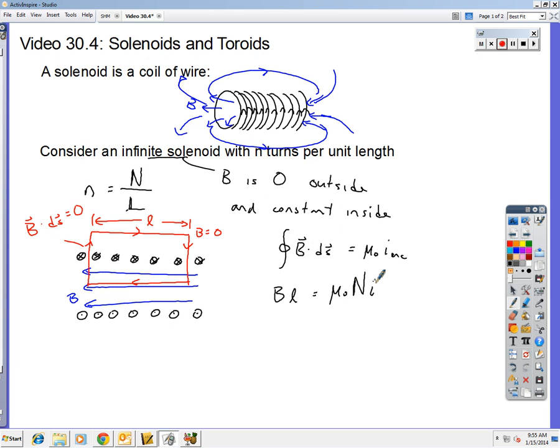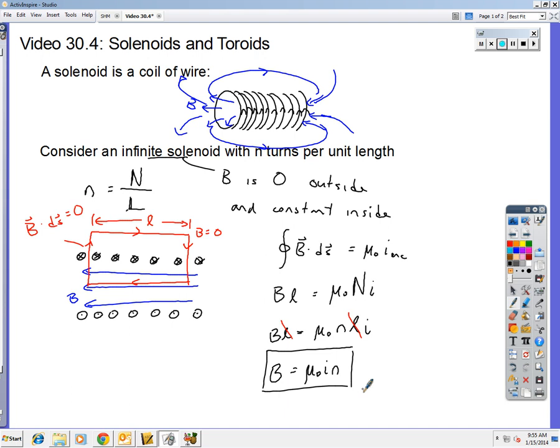But the number of wires equals the number of wires per unit length times the length. That means that L, the length of our Amperian loop, cancels out of the equation, and we're left with our final equation, B equals mu naught I n. May or may not be worth memorizing that, but you definitely need to be able to derive it.